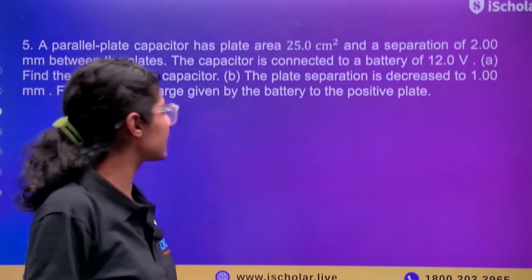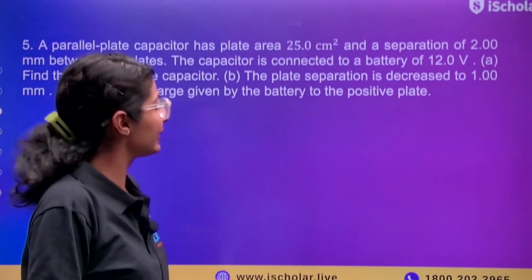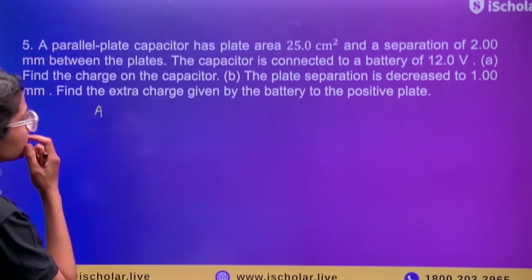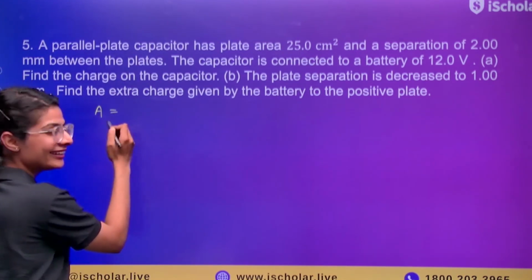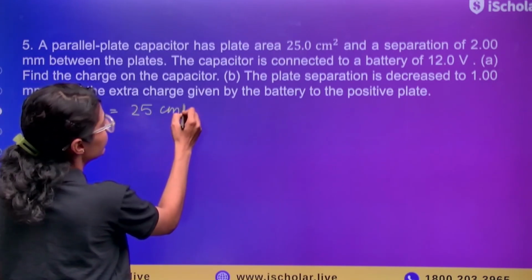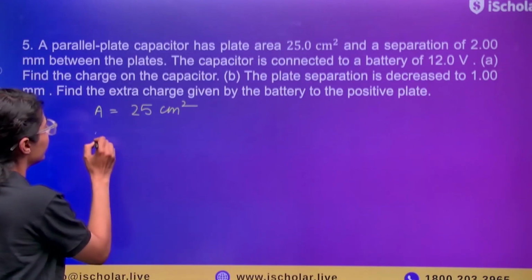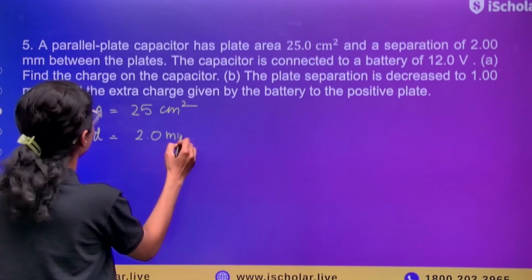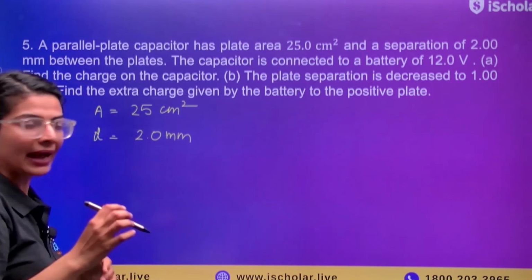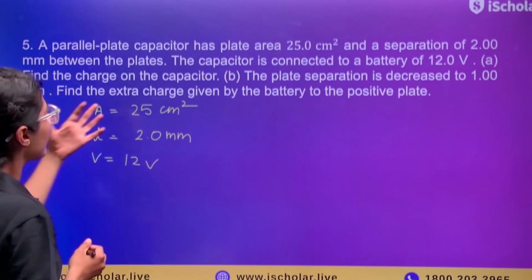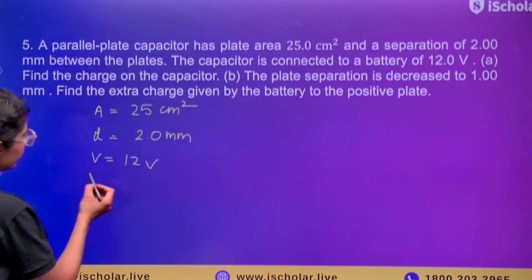Coming to the next question, we have a parallel plate capacitor and the separation between the plates is given as 2 mm. The area is again the same as the previous one, 25 centimeter square. Separation D is mentioned as 2 mm between the plates. Now the capacitor is connected to a battery, 12 volt. Find the charge on the capacitor. How can we calculate?